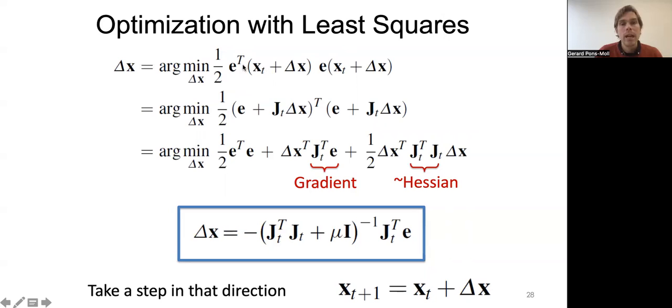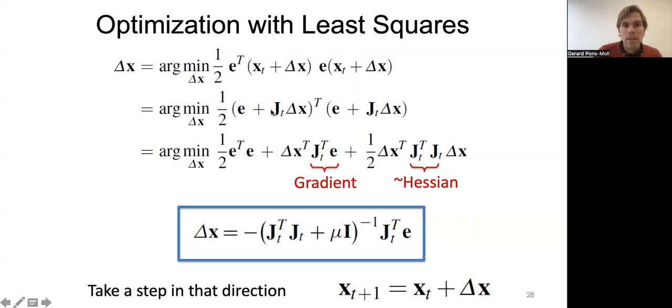Okay, so you have this vector error, and you consider it evaluated not at xt, but at xt plus delta x. We know that this vector error can be linearized as E plus the Jacobian times delta x. The Jacobian is the derivatives of E with respect to the parameters, which is a matrix. It's a matrix because E is a vector, right?